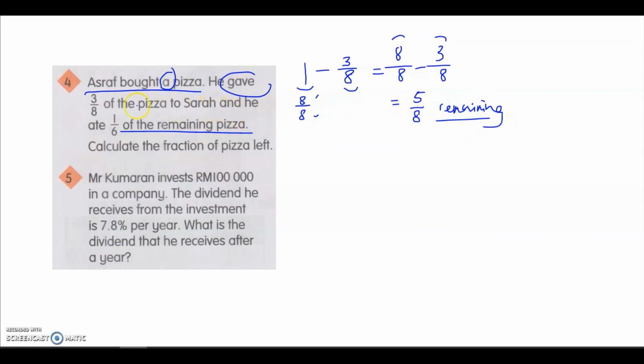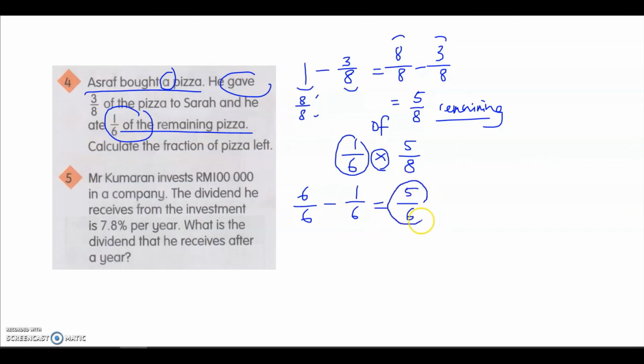Remaining, the balance. Now he ate 1 over 6 of the remaining pizza. So 1 over 6, you can find out what is remaining by multiplying the remaining pizza. Because remember, the word of means times, right? But to be a little bit faster, you can also take the full remaining pizza minus the one that he ate. He ate 1 over 6. So the balance is 5 over 6.